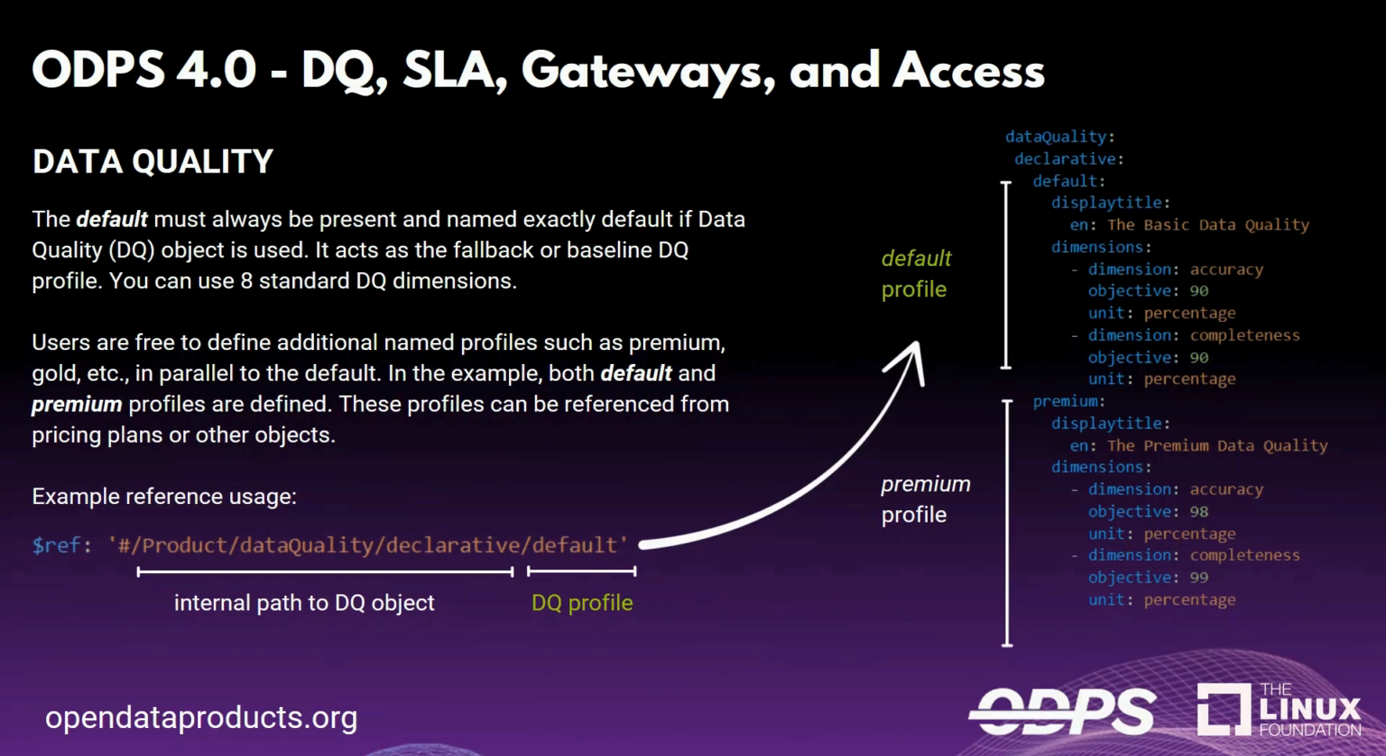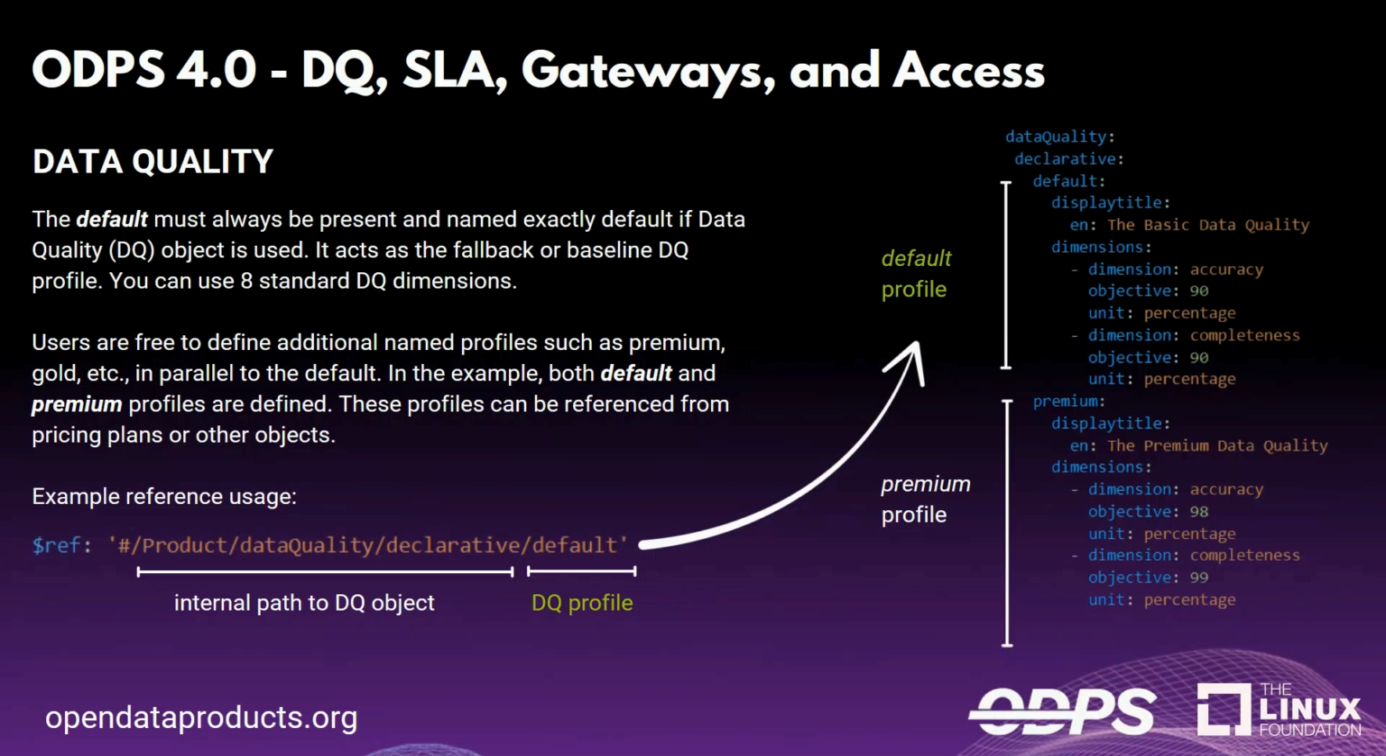Then on top of this default profile, you can define additional data quality profiles. In the example on the right, you have the premium, and if you compare the default and the premium here, they are using the same dimensions. They could be different, but in this case they are the same. So in the premium, the accuracy is higher, 98%, and the completeness is also higher, 99%. So you're giving a higher data quality for the premium package.